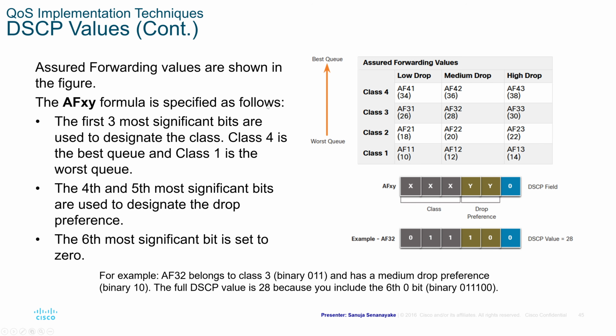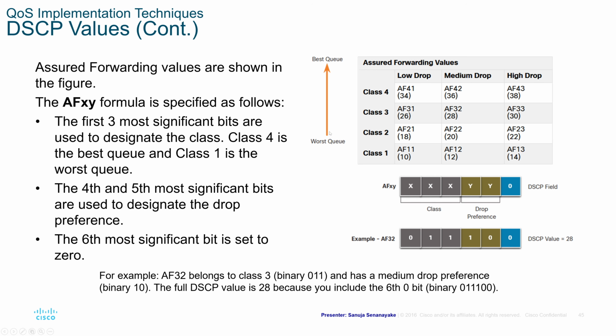The AFXY formula is specified as the first 3 most significant bits are used to designate the class. The class 4 is the best queue and the class 1 is the worst queue. So the class 4 is the best queue as moving up this table, and the class 1 is the worst queue. The 4th and the 5th most significant bits are used to designate the drop preference. So you should know that the 4th and the 5th most significant bits are used to designate the drop preference, while the 6th most significant bit is used to set the 0. So the sixth is used for 0.